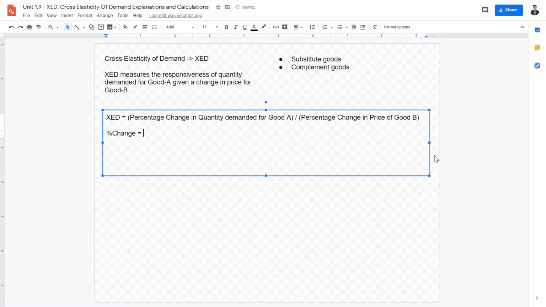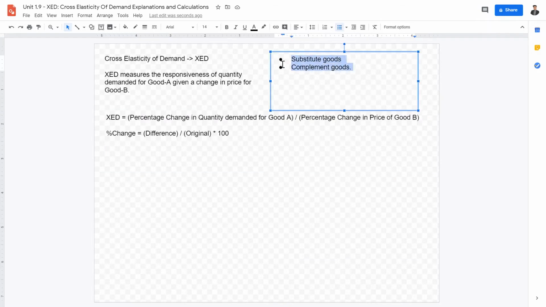Now, let's not forget how we calculate percent change. So percent change equals the difference divided by the original, multiplied by 100. That's how we calculate percentage, and we put the percentage results into the XED formula in order to get the XED values.